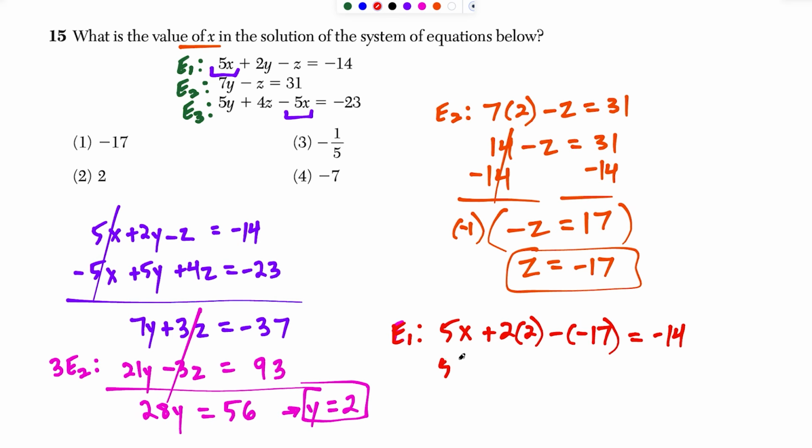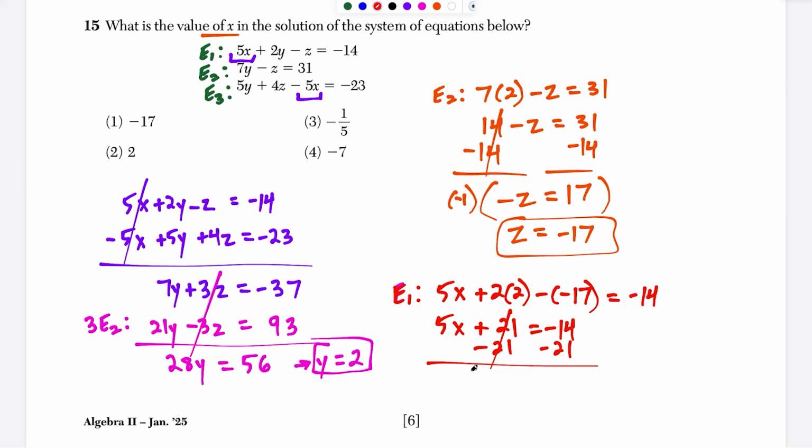So now we have 5x, and then over here, this is going to give us 4 plus 17, which is going to give us 21. Okay, so 4 plus 17 is 21, and this equals negative 14. And now we just go minus 21 on both sides. So then next, these terms cancel. And now we have 5x equals negative 14 minus 21, which is negative 35. And then divide both sides by 5, and this tells us that x is equal to negative 7. So choice 4 is our answer.